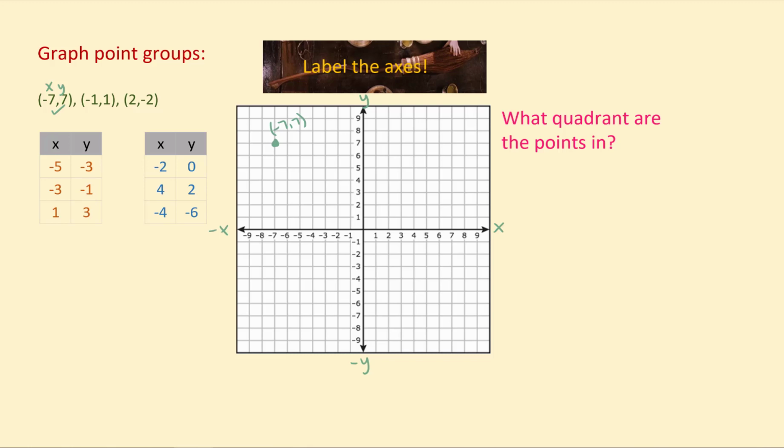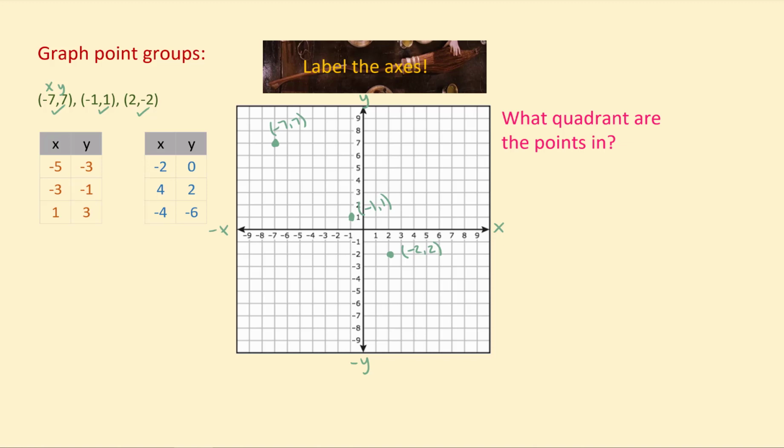Now I'm going to graph those other 2 points as well. I have negative 1, positive 1. From my origin, I'm going to go to the left 1 and up 1. And I'm going to go positive 2, negative 2. This time my x value is positive, so it's going to move to the right 2 spaces, and y is negative, so we'll go down 2 spaces. And those were those 3 points. Since we're wondering what quadrants those points are in, the first point at negative 7, 7 is in quadrant 2, along with negative 1, 1. And then positive 2, negative 2 is in quadrant 4.